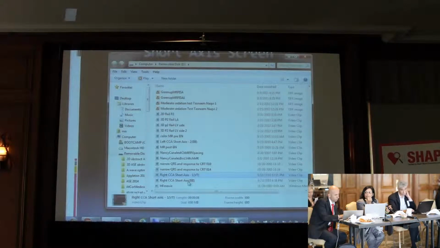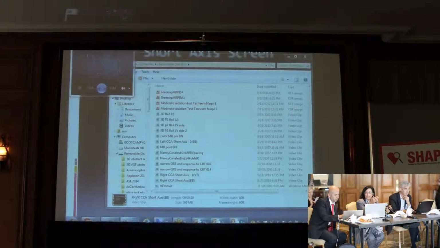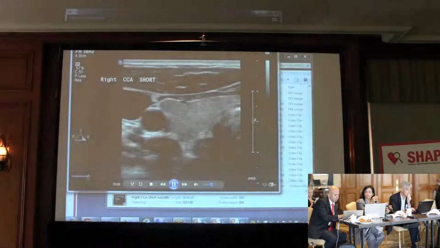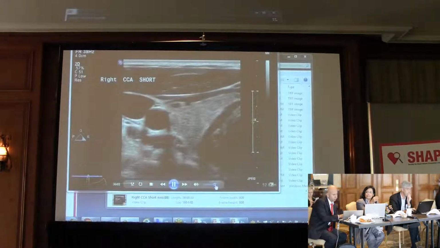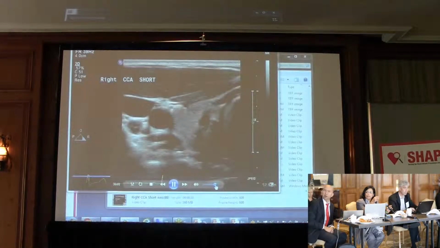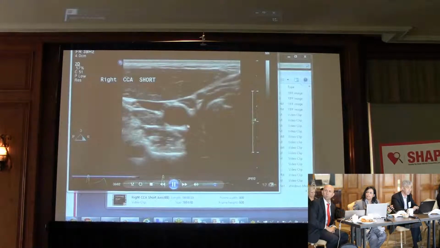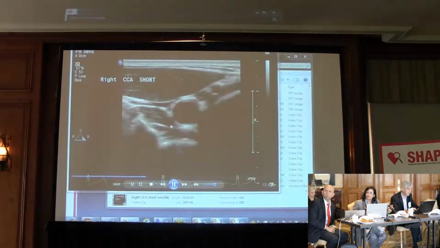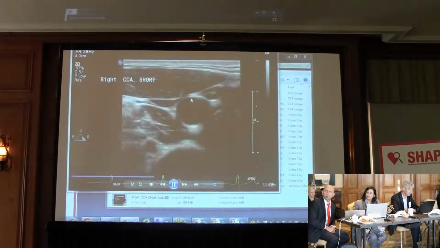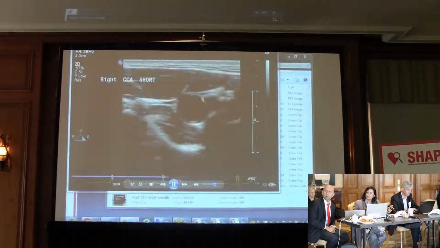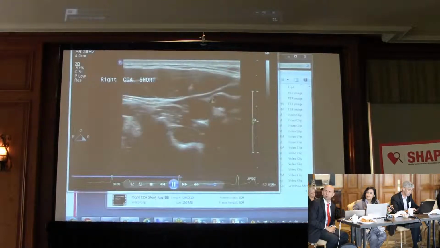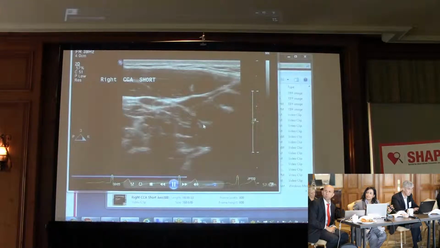I'm sorry, the patient identifier might show because the movie is not playing in my talk. But here is a resident doing a short axis sweep of the carotid artery. So here is the vein, the artery, the thyroid tissues around it. Here's the common carotid artery, and they're moving up the neck. And then here is the bifurcation, and here is the internal carotid artery, here is the external carotid artery, and then you can go up.